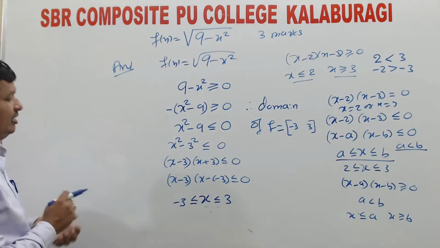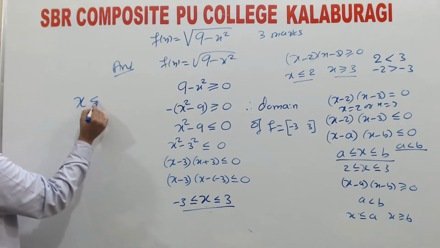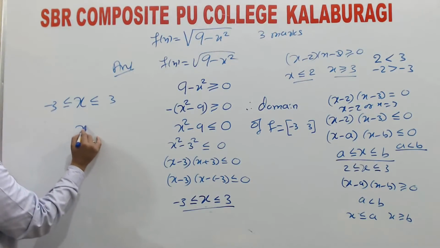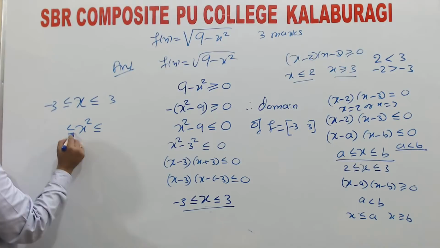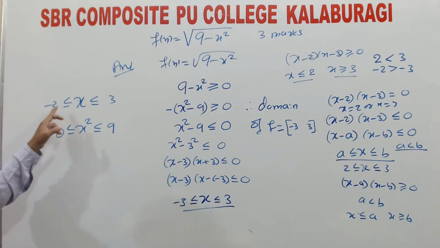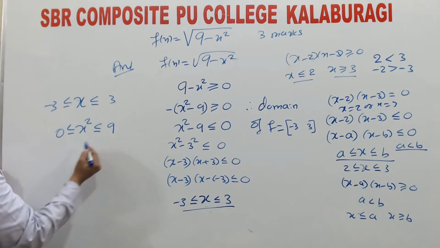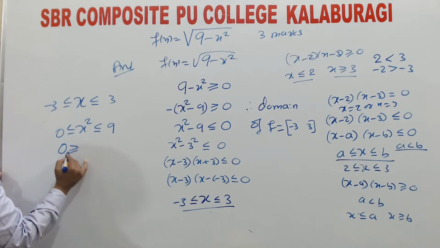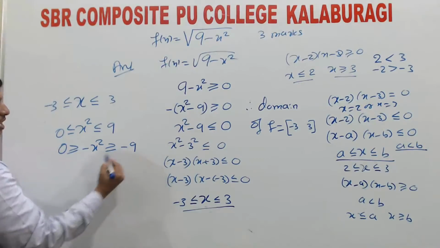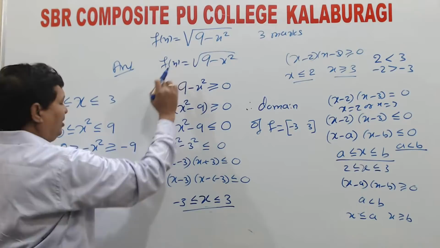How to write that? Here again, take the domain first once again. How to find the range? X lies between minus 3 to plus 3. X square lies between 0 to 9, because if you square, all negative numbers also become positive. Again, if you multiply by the negative sign, 0 is greater than or equal to minus x square, which is greater than or equal to minus 9. You should have 9 minus x square. That is why I want to write it in this form.